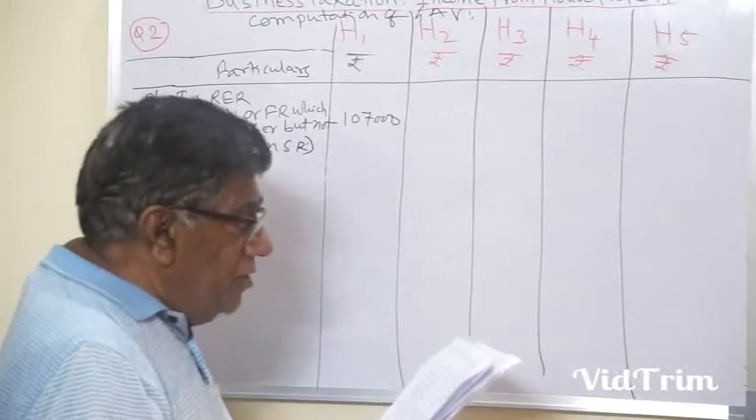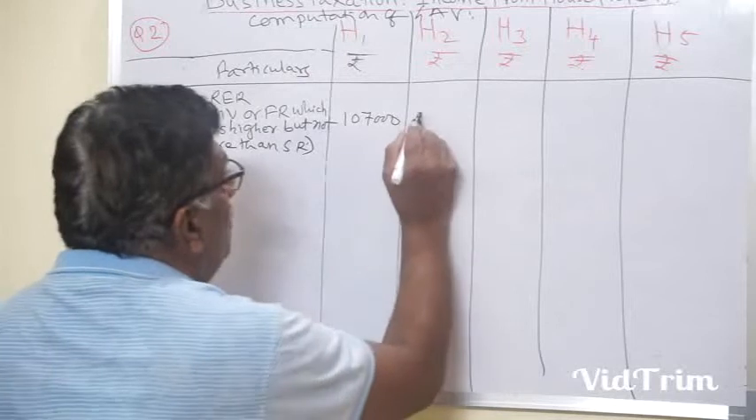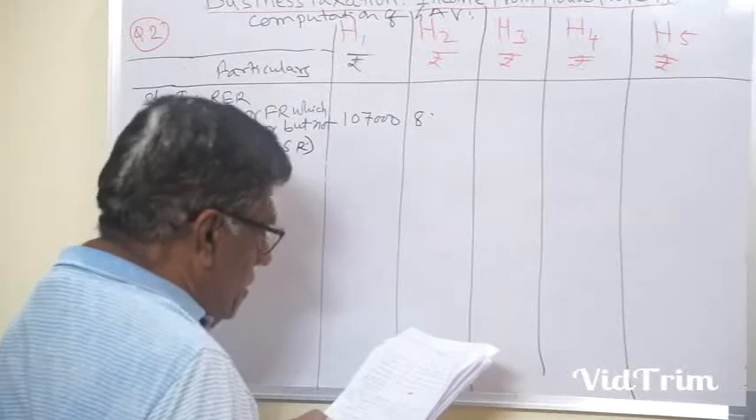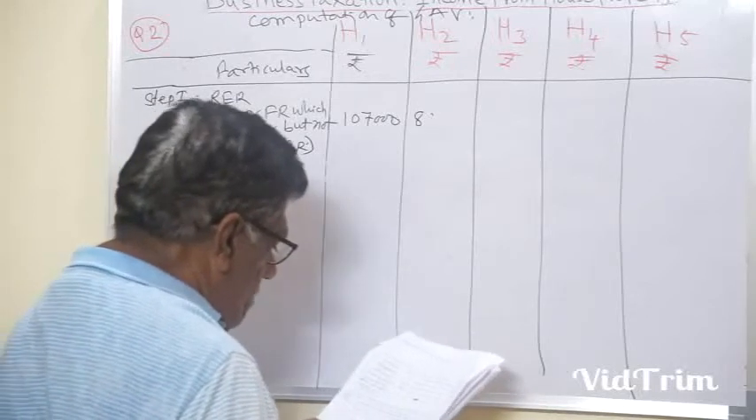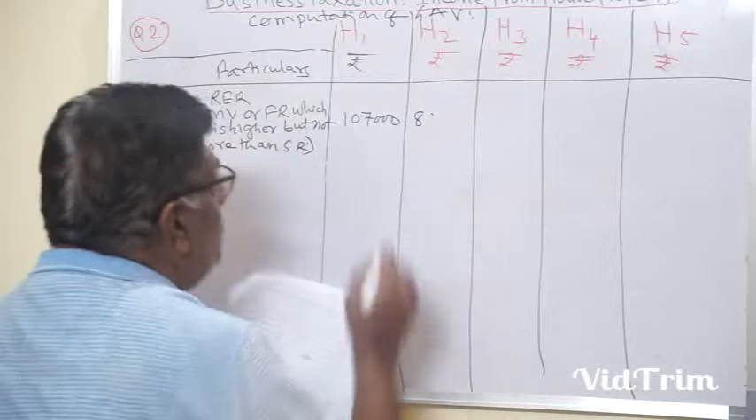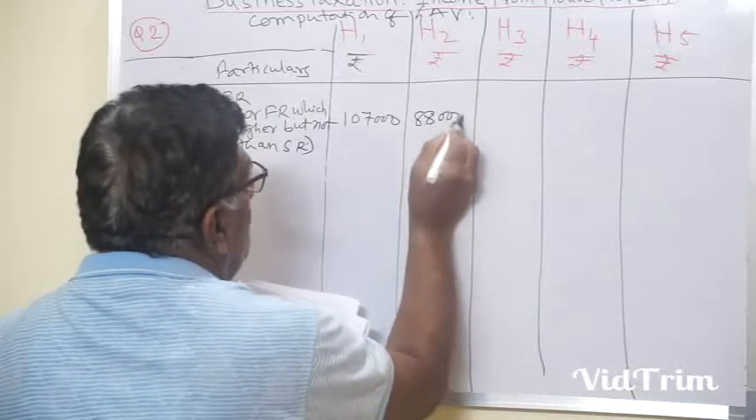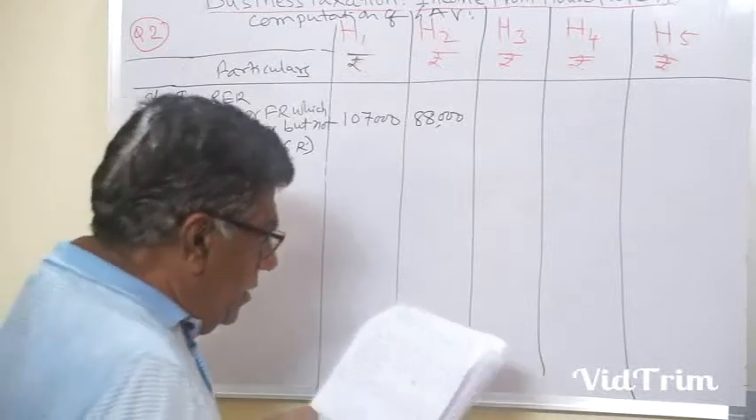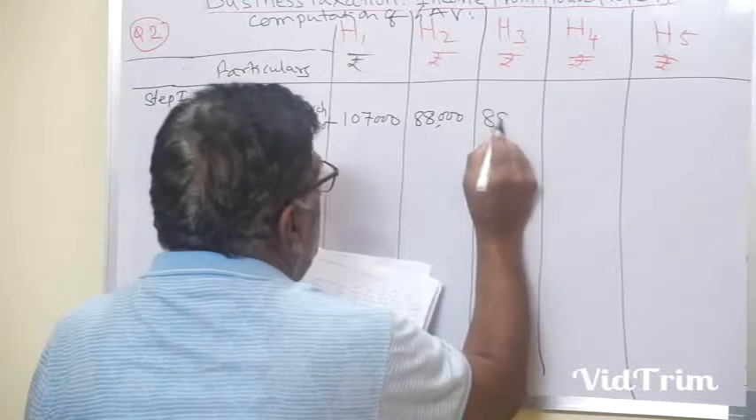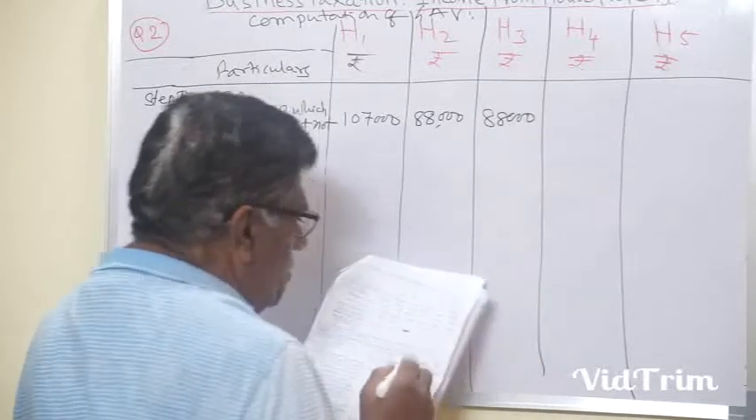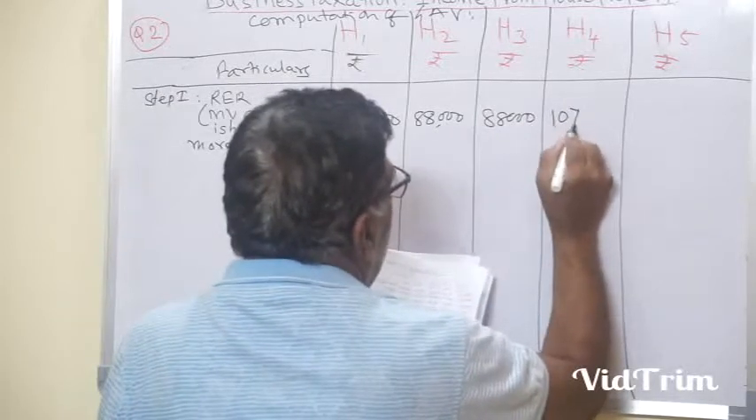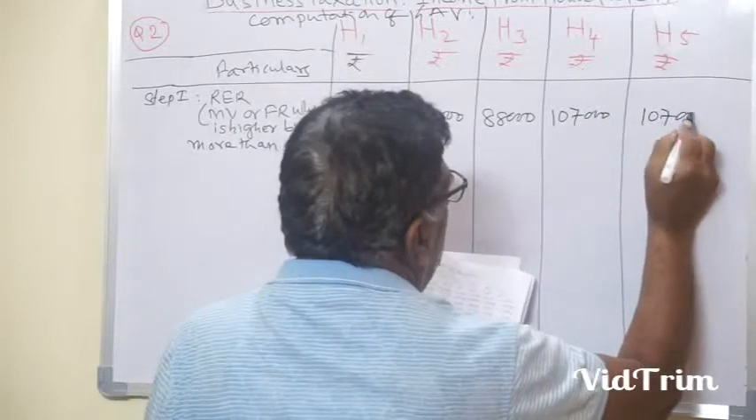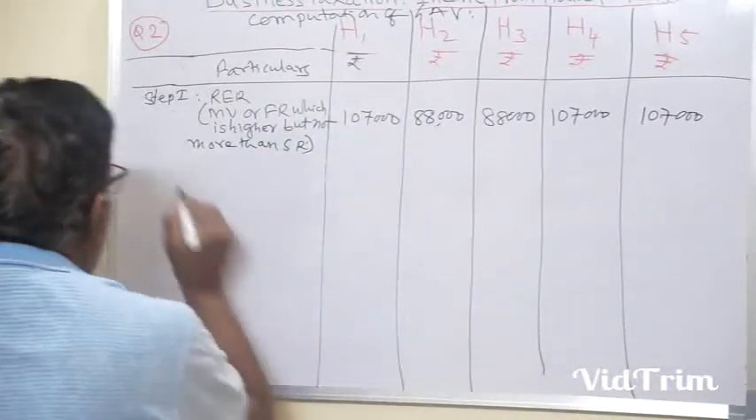Then compare with the standard rent, that is 88,000. So how much can we take here? Yes, subject to the maximum of standard rent, therefore 88,000. We cannot take more than the standard rent. Then in the same manner we proceed for house number 3, house number 4, and house number 5. Then step number 2.